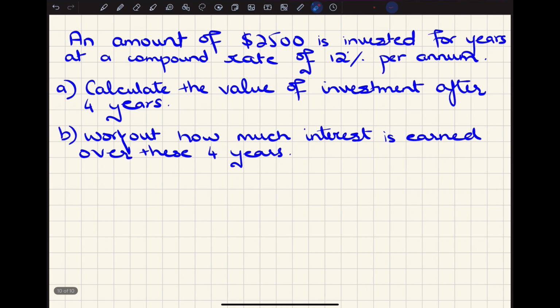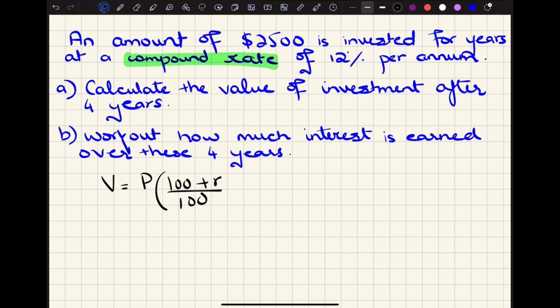Okay, let's do this. So compound, let's look at the keywords. It is invest, the compound rate. So compound rate means we're going to use this formula, P into (100 plus R over 100) raised to the power N. The amount of $2,500 is invested, so P is going to be $2,500 at a compound rate of 12%. R is 12%. Calculate the value of investment after 4 years. So N is going to be 4. Let's insert these values into the formula.